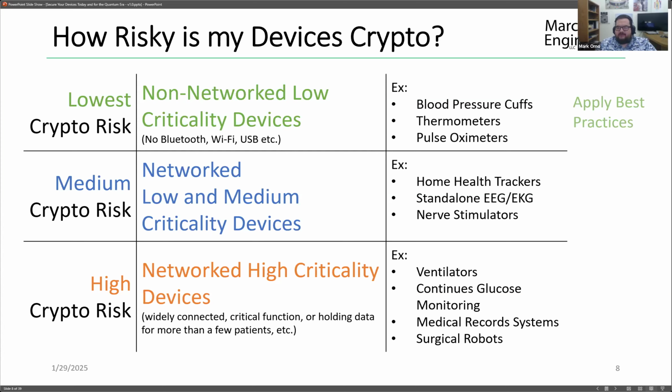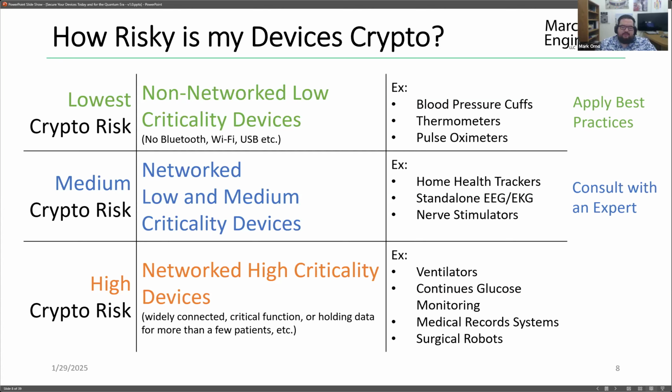Things like home health trackers, they're connected, they're handling patient data. Standalone EEG, EKG systems. Nerve stimulators, things like that. Stuff that is more complicated and more critical and or connected. And this is where you want to consult with an expert, check in with people, get them to at least take a look and review your system, how it's designed, your architecture views, things like that.